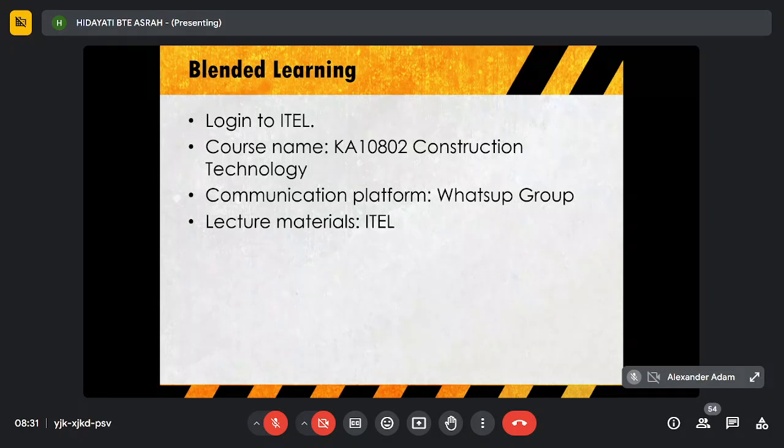So this one, blended learning, is also important. I need you all to log in to ITEL. But I believe all of you are already familiar with ITEL, since this is your second semester. Then you register under the course name KA10802, Construction Technology. All the construction materials will be posted under this ITEL. And our communication platform will be through WhatsApp.